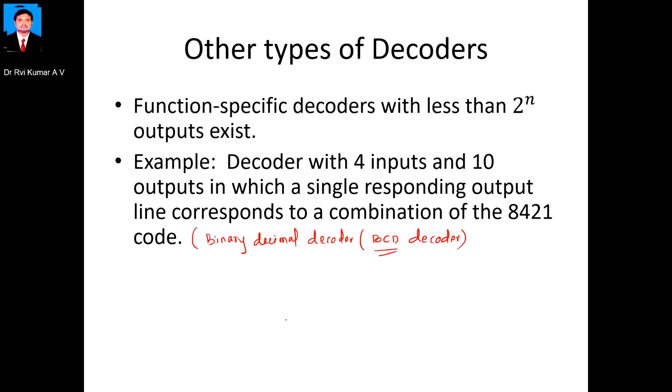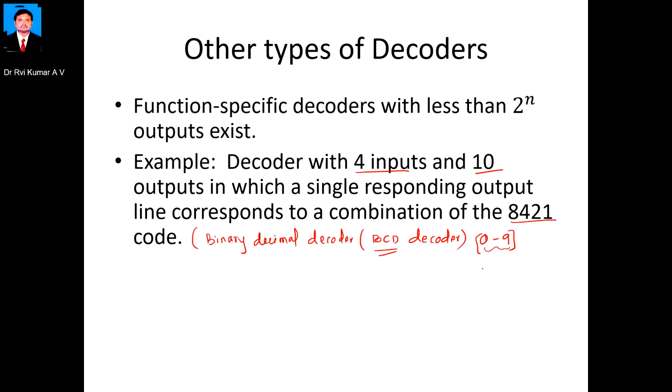It decoded the BCD number from 0 to 9. So that's what we have, the 4 inputs. It works with 8421 code, and we have the 10 output lines, from 0 to 9.